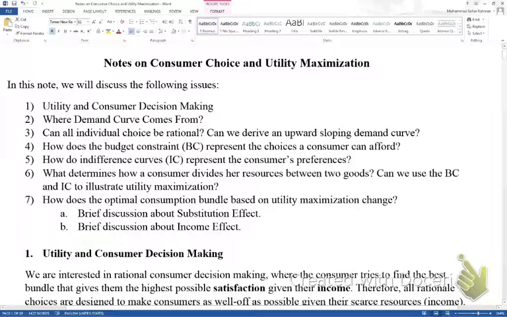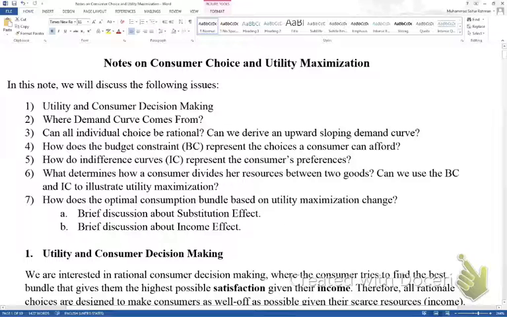Part of the constraint is that they have a limitation of income. We are going to talk about the budget constraint, which will be a way to represent the choices that our consumers can really afford given the prices of the goods. Then we are going to define something called the indifference curve, IC, that basically represents consumers' preferences towards goods and services.